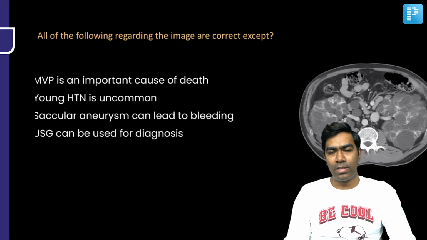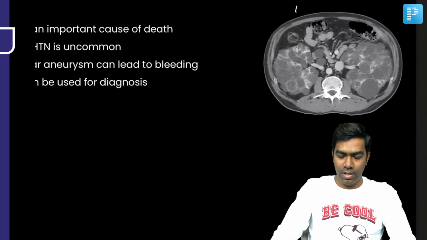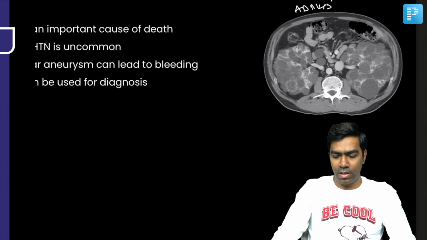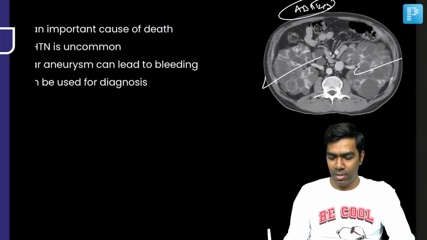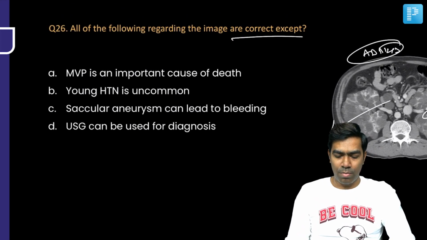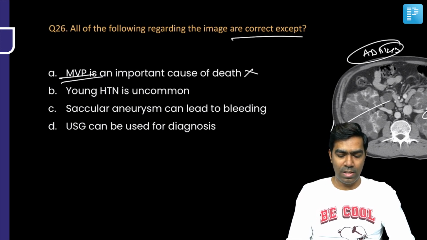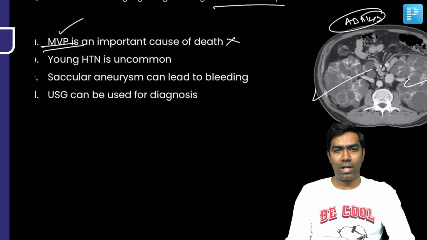And coming to question 26, all of the following regarding the image are correct except. So you are having a CT image over here that is suggestive of ADPKD, where you are seeing grossly enlarged kidneys with multiple cysts, and they're asking which of the following is wrong. So MVP is an important cause of death is definitely wrong, incorrect, because MVP, even though it's one of the most common cardiac problems that you encounter in the setting of ADPKD, it's not a cause of death. Most of the patients will be asymptomatic and they're not going to experience problems like sudden cardiac death.